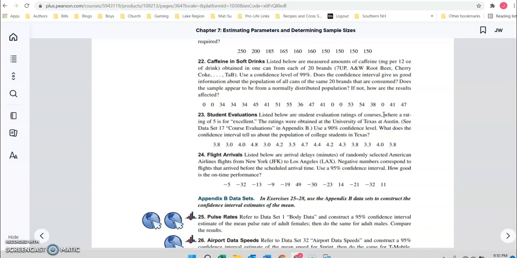So is this a great confidence interval? Probably not. You'd probably be much better off to look at specific brands, or look at how many people drank different cans and see how much caffeine is actually being consumed.